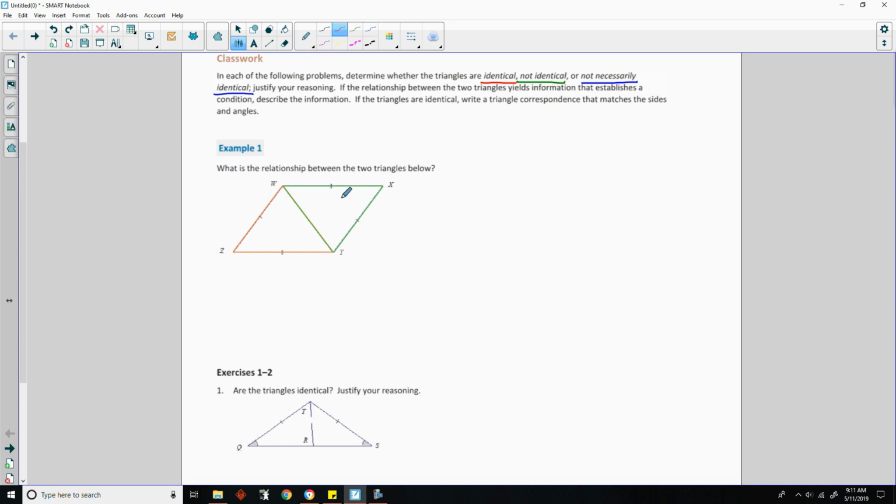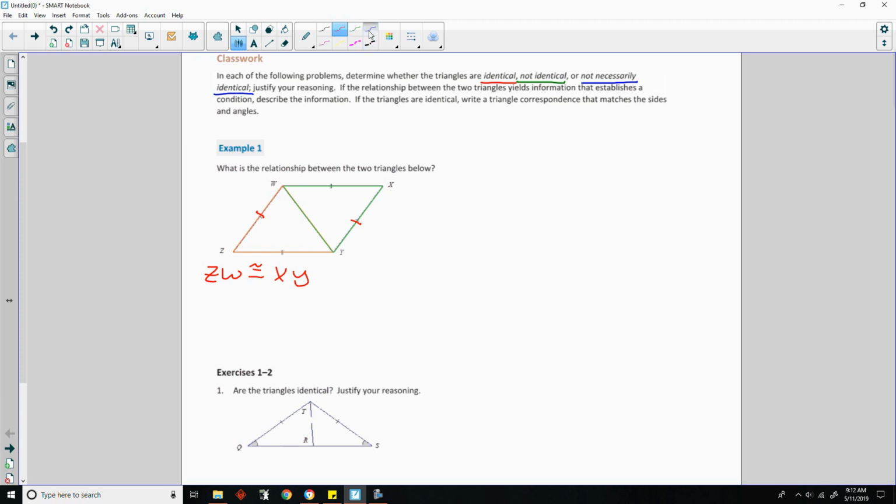Okay, so here we go. So here is the first example. What is the relationship between these two triangles below? And I have this one mark right here. It's hard to see in this video, but this has one mark and this has one mark. So ZW, I'm just going to mark everything down here. Side ZW is congruent to side XY. ZW is congruent to XY.